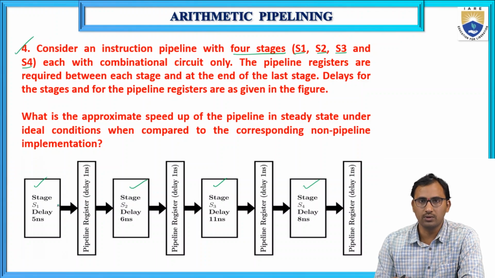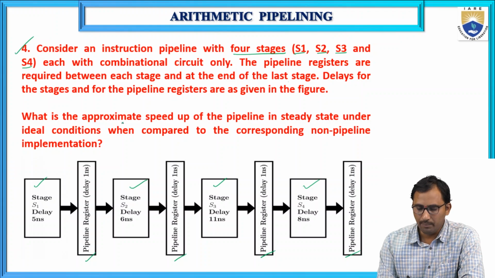We are using these registers to store the values. So total we are using 4 registers. This is first register, second, third and fourth. The pipeline registers are required between each stage and at the end of the last stage. Delays for the stages and for the pipeline registers are given in the figure. So here in this figure we can see all the different 4 stages followed by 4 registers.